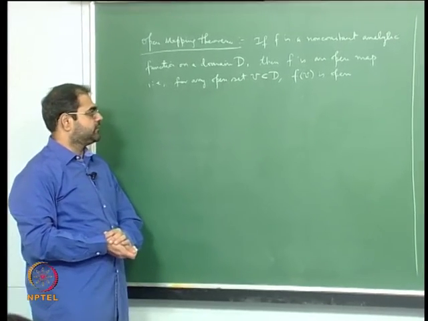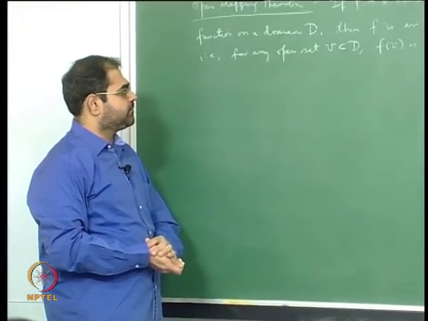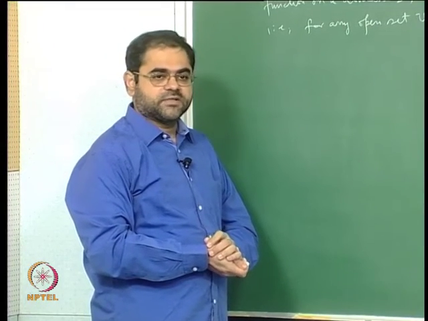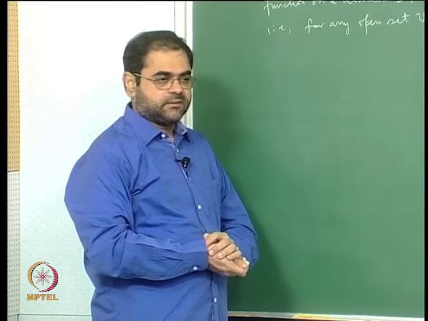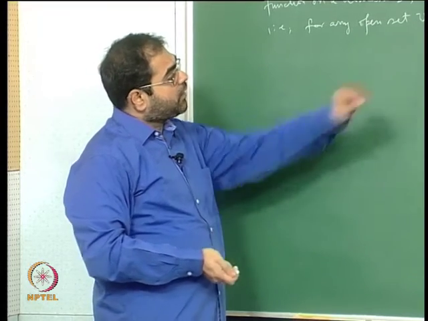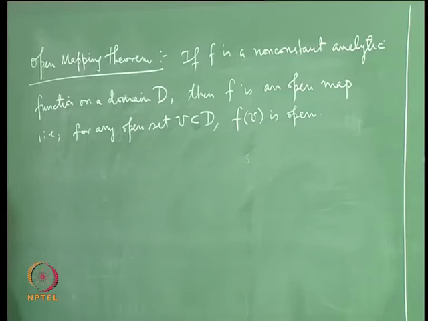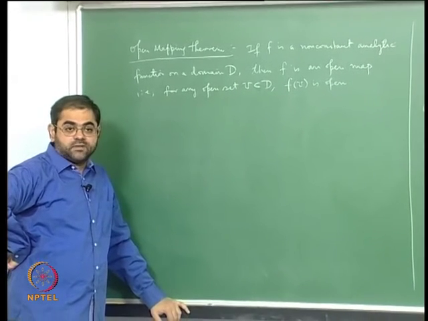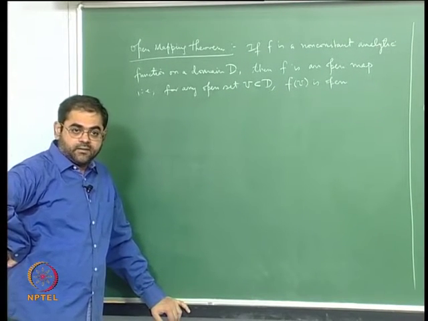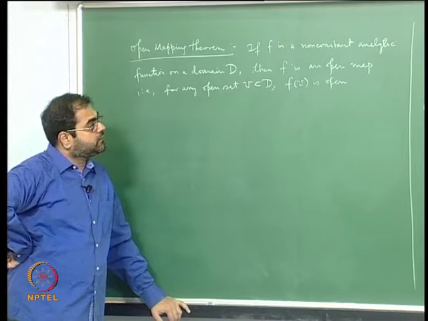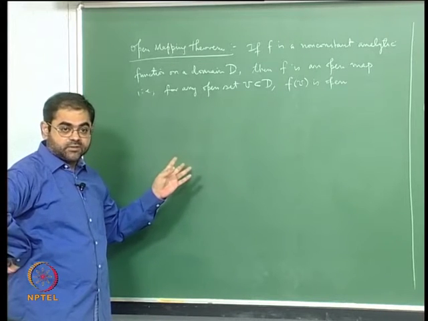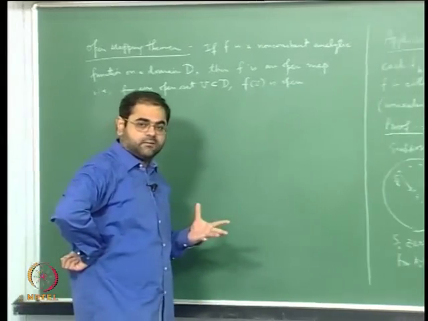It's God given and it's beautiful. Normally, you cannot expect a map to take open sets to open sets, which is a very important condition. It's important because, along with this, if you put the condition that f is 1 to 1, then f inverse makes sense set theoretically, and saying that f is open will tell you that f inverse is continuous, that is, f is a homeomorphism. And then there is an inverse function theorem, which we are going to see after this, which will tell you that f inverse itself is analytic. That is the next step.